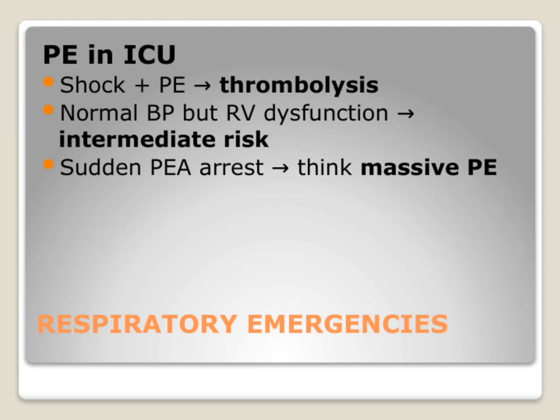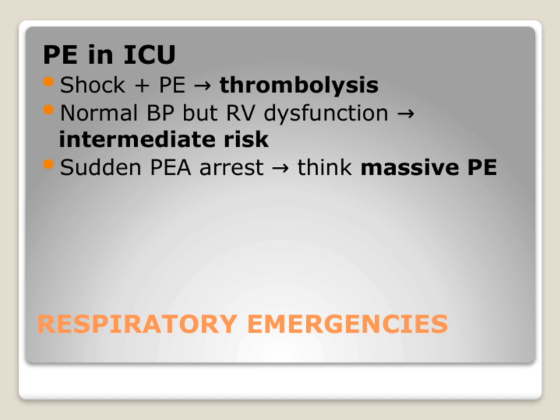Let's discuss some key points about pulmonary embolism in the ICU setting. When a patient presents with shock and PE, the typical approach is to consider thrombolysis, especially if the situation is life-threatening. If the patient's blood pressure remains normal, but we notice right ventricular dysfunction, that indicates an intermediate risk, and we need to monitor and manage carefully.